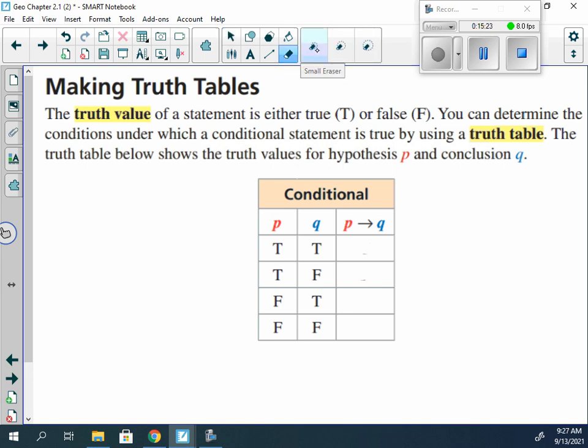Well, if P is true and Q is true, then the whole statement should be true. If our hypothesis is true and the conclusion is false, the whole thing is false. If the hypothesis is false and the conclusion is true, the whole thing would be true. And if the hypothesis is false and the conclusion is false, the whole thing is true. If you start out with a false hypothesis, it doesn't mean anything. It ends up being true anyways, because it really doesn't tell you anything.